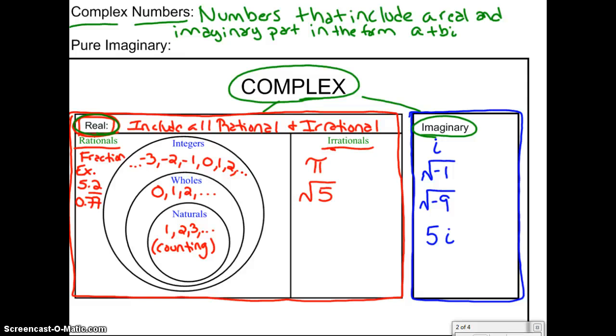Okay, so I'm going to come down and I'm going to say a and b. So a is going to be a real number. a is a real number. Okay, and b is a real number as well, but it's being multiplied by i, so it is going to be the imaginary part. So we're going to say bi is the imaginary part.